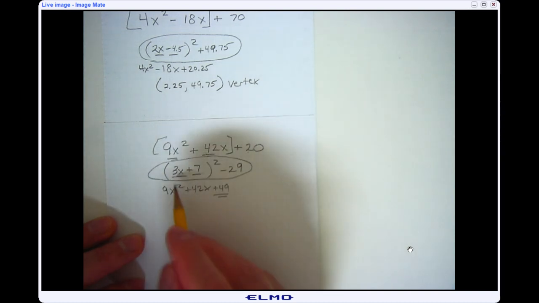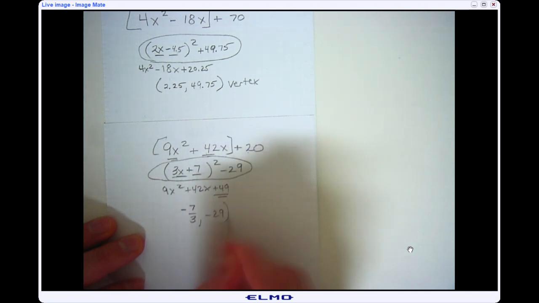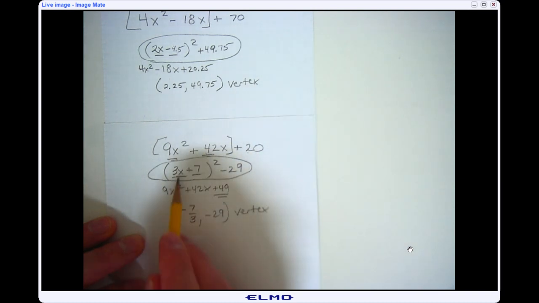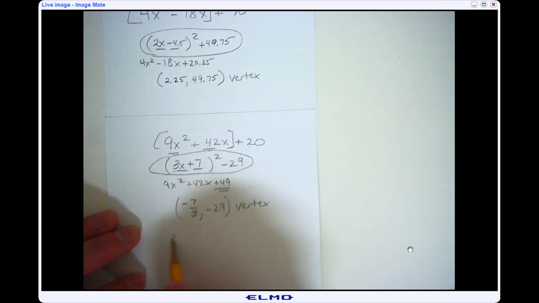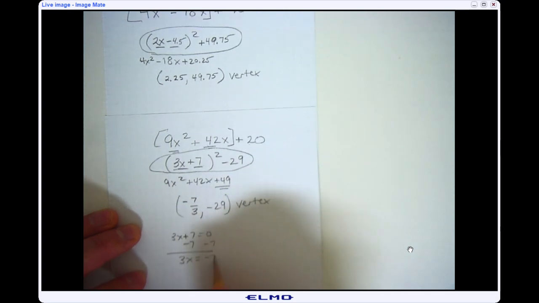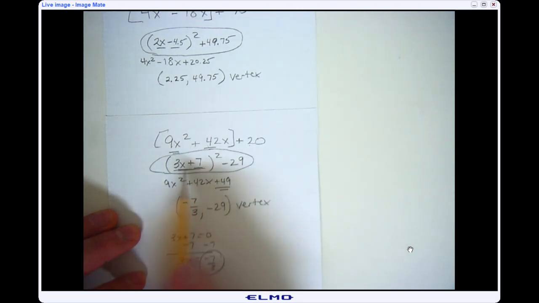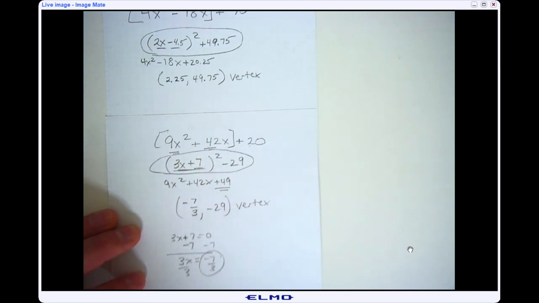And again, if I wanted to find my vertex, what could I multiply this by to make this equal to 0? In that case, this is going to be negative 7/3, and then negative 29. Now, if you can't do that mental math to find the vertex, what you can do is just make this equal to 0. So I could do 3x plus 7 equals 0. You can see that I subtracted 7, and then I went ahead and divided it by 3, and that's how I got my x value, because you're again trying to make this parentheses of your graphing form equal to 0, and then whatever your k value is, that's the y value of your vertex.